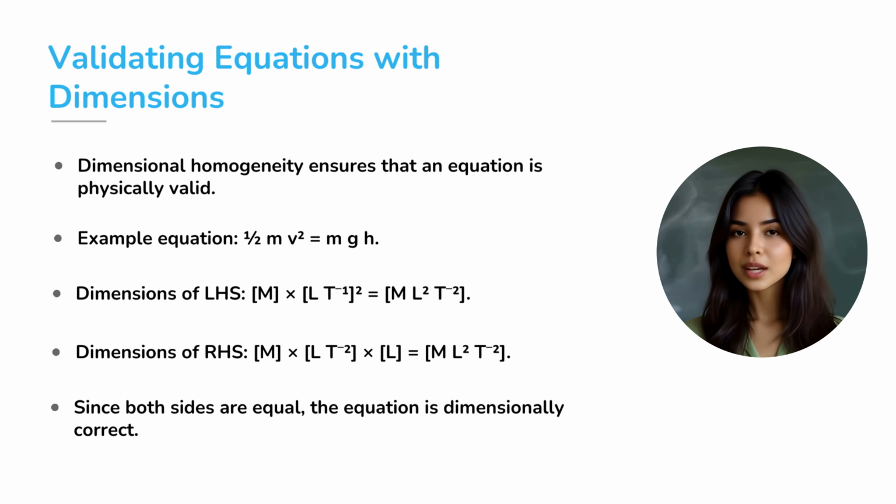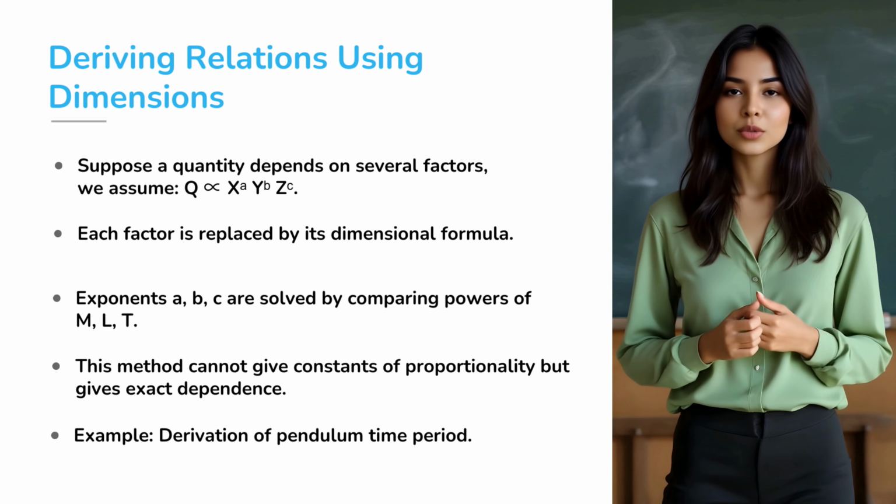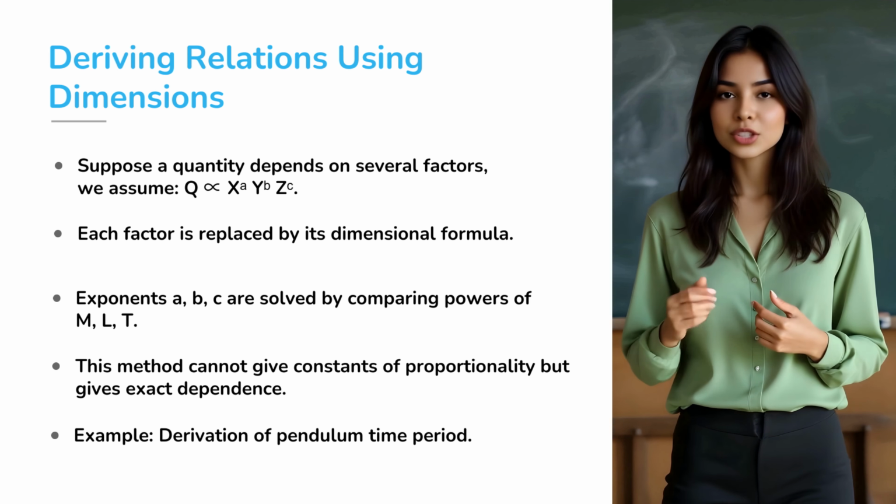On the right side we have mgh. Mass is M. Acceleration due to gravity is LT to the power minus 2. Height is L. Multiplying gives ML squared T to the power minus 2. Since both sides match, the equation is dimensionally correct. Without solving a single experiment, we just verified the equation. Let's move on to the third use, deriving relations.